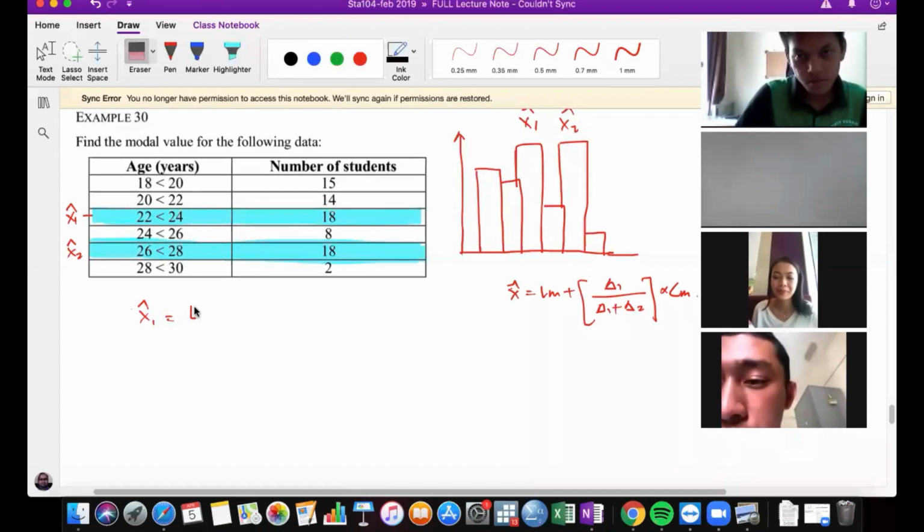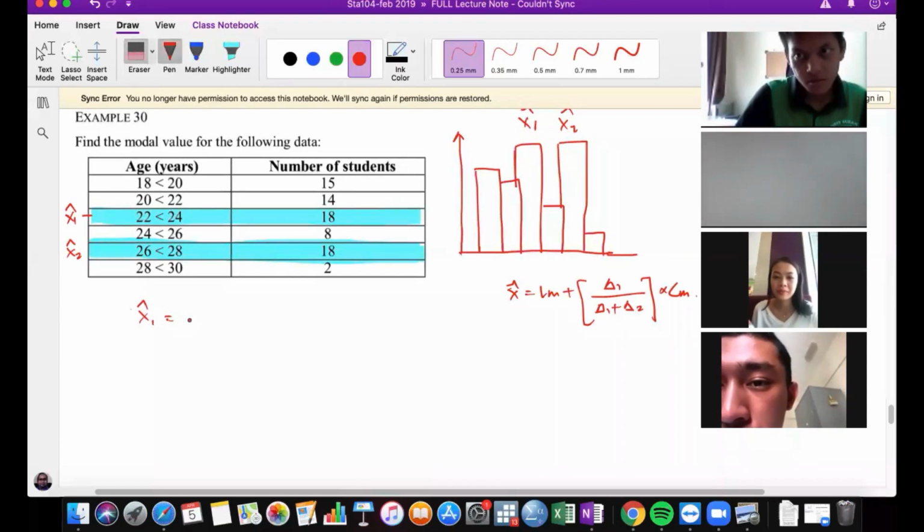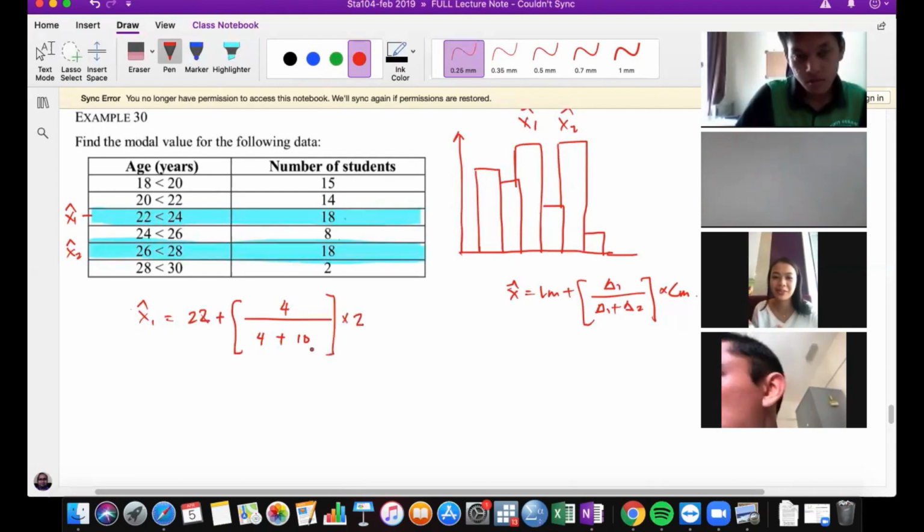So for mode number 1, the lower class boundary is 22 plus theta 1, 18 minus 14, which is equal to 4. Theta 2 is 18 minus 8, equal to 10. And multiply with the class size, which is 2. So this is the calculation for mode number 1.